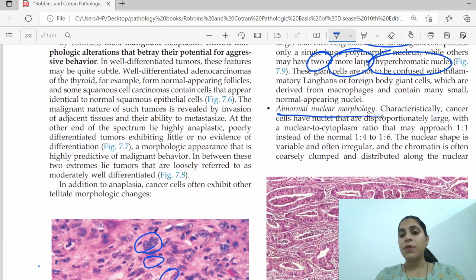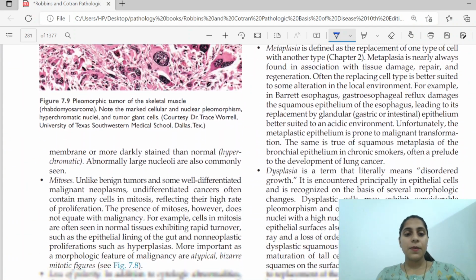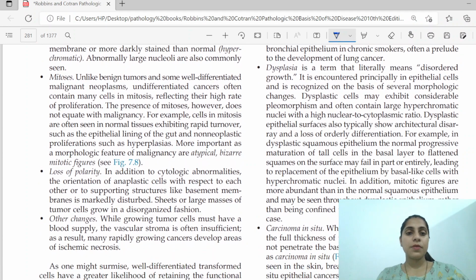Then there is abnormal nuclear morphology. The nuclei normally has up to 1:4 to 1:6 ratio of its nucleus. That is, then it is 1 time nucleus and 4 to 6 times cytoplasm. Whereas in the malignancy, it becomes 1:1. That is equal amount of nucleus and equal amount of cytoplasm. The chromatin is often coarse and it becomes clumped. And abnormally large nuclei can also be seen.